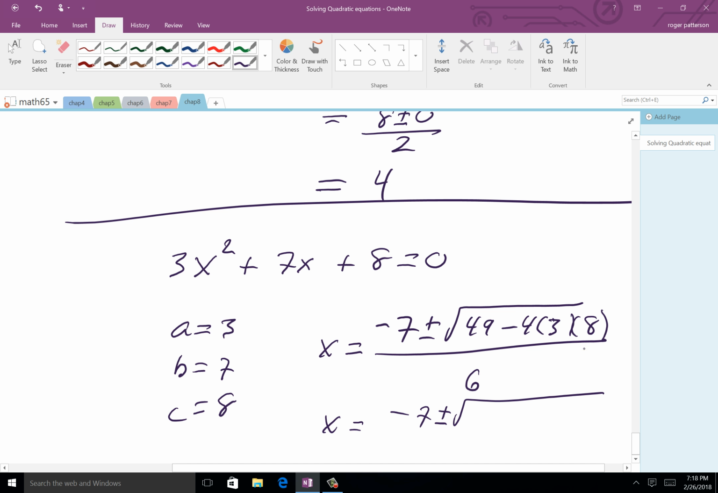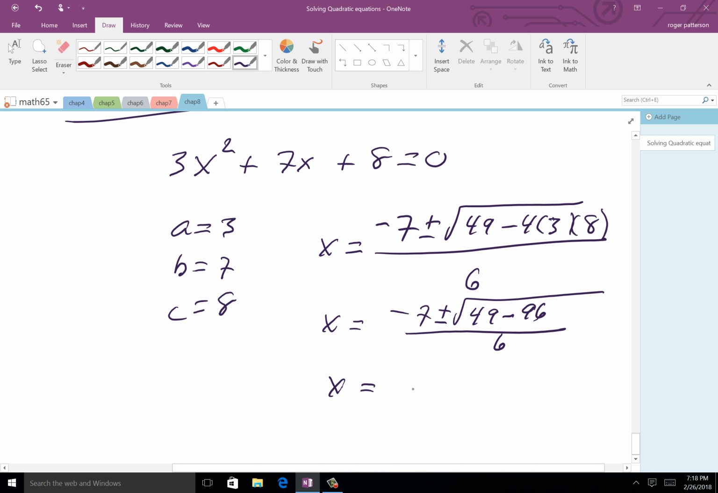Okay. 4 times 3 times 8. What do we get there? 12 times 8. 96. x equals negative 7 plus or minus the square root. Now we've got to take 49 minus 96. So that would be a negative, how much? Nan's working on it now. She's got negative 47, okay, all over 6.